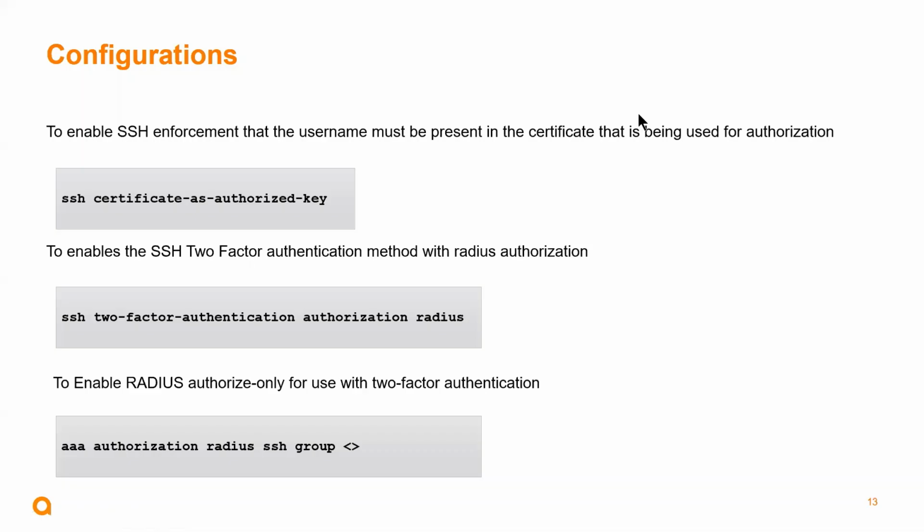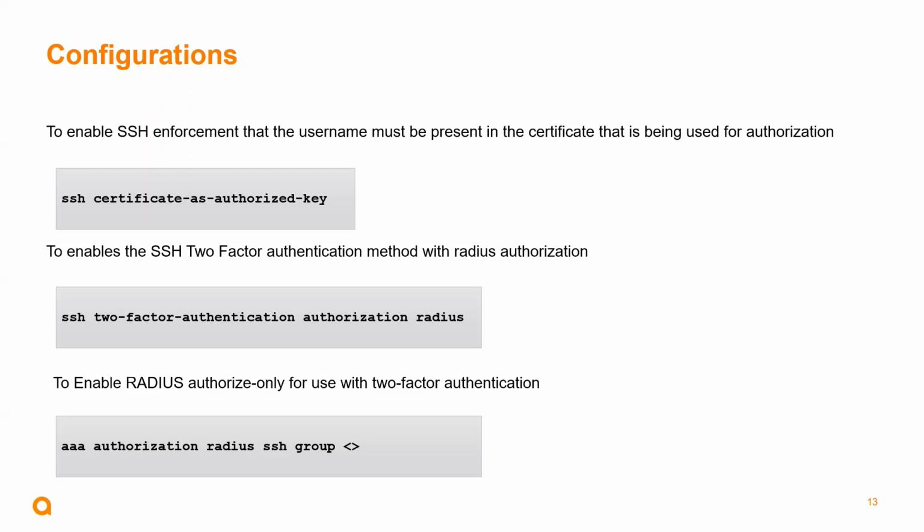Let's see the configurations required for this feature. First, SSH certificate as authorized key. So this CLI enables SSH enforcement that the username must be present in the certificate that is being used for authorization. This configuration alters how certificate-based authentication maps to a user account. So when this is enabled, SSH will not require user association with an authorized key and instead enforces that the username used to log in is present within the certificate.